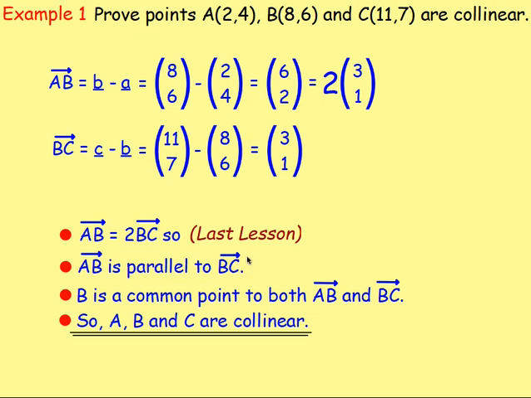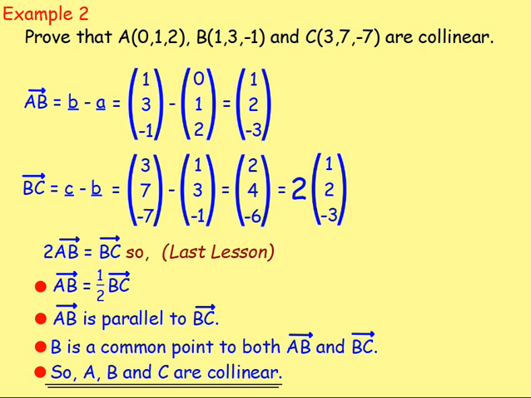And to check they are collinear, you need that same point. And here, obviously, AB and BC are both using point B. It is a common point to both of these vectors. So you can say then that A, B, and C are collinear.